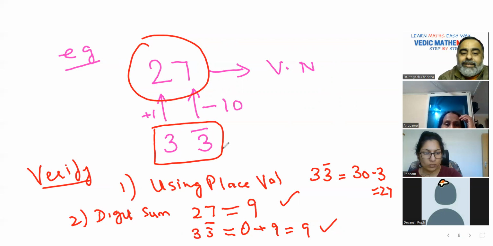How will you verify? Let's use place value. So what is 3 bar? 30 minus 3, that is 27. Yes, 27 was my question. If you check by digit sum, 27 is equal to 9. So 3 bar is equal to again 0. 0 means, as we learned last time, if the digit sum is 0, add 9 to it. So that becomes 9 again. So this is how you have to do it.